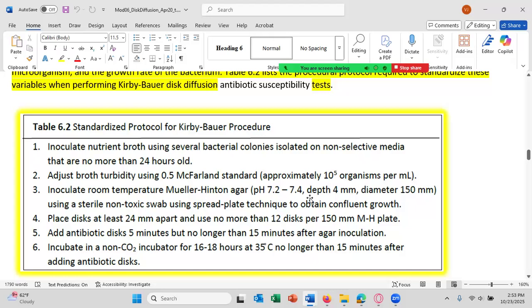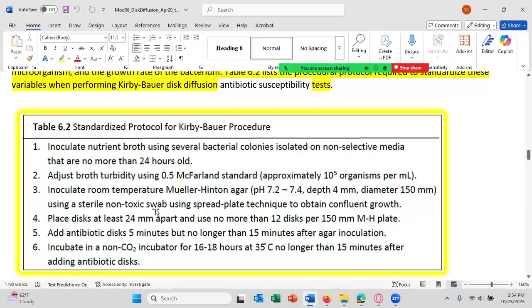And then the agar has to be a depth of 4 millimeters, because the depth of the agar affects the antibiotics diffusion through the plate. The thicker the agar, the less the antibiotic will diffuse. And then the plates are always 150 millimeters large, just to standardize the plate.